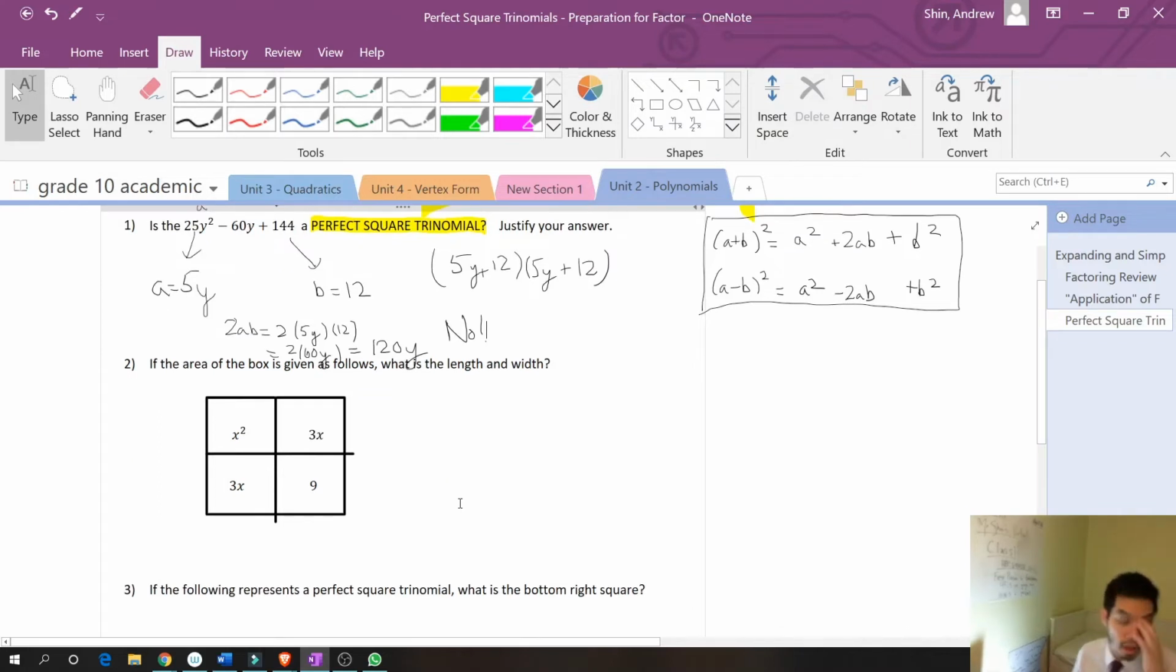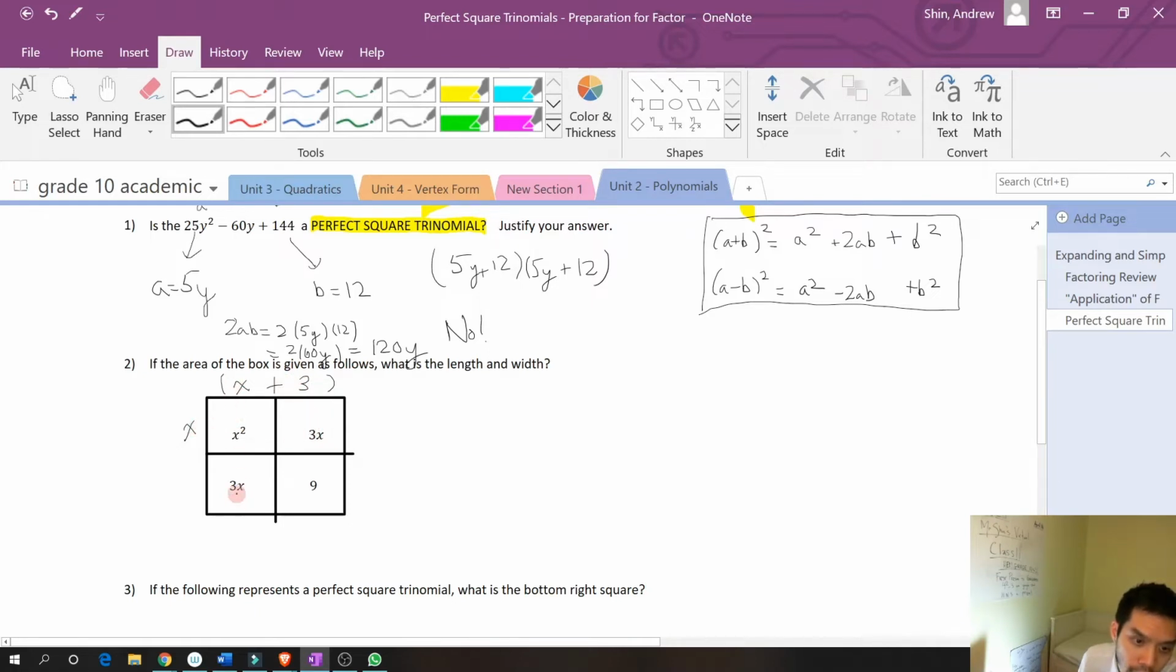Okay? Number 2, if the area of the box is given as follows, what is the length and width? So they're asking us what is this length and what is the width that goes here. So these are the resulting areas of each individual box. So what times what? What could this and this be to give us x squared? Well, because it's a square, it's going to be x and x. So I know this is x here. What is this? X times something is going to give me this. Well, it's going to have to be 3, positive 3, because this is a positive here, so 3 times x gives me 3x.